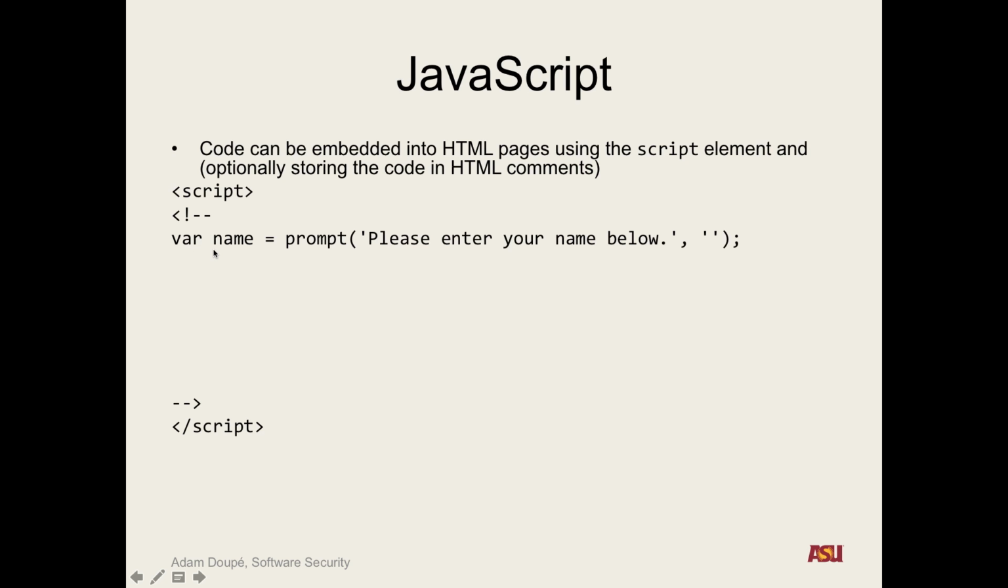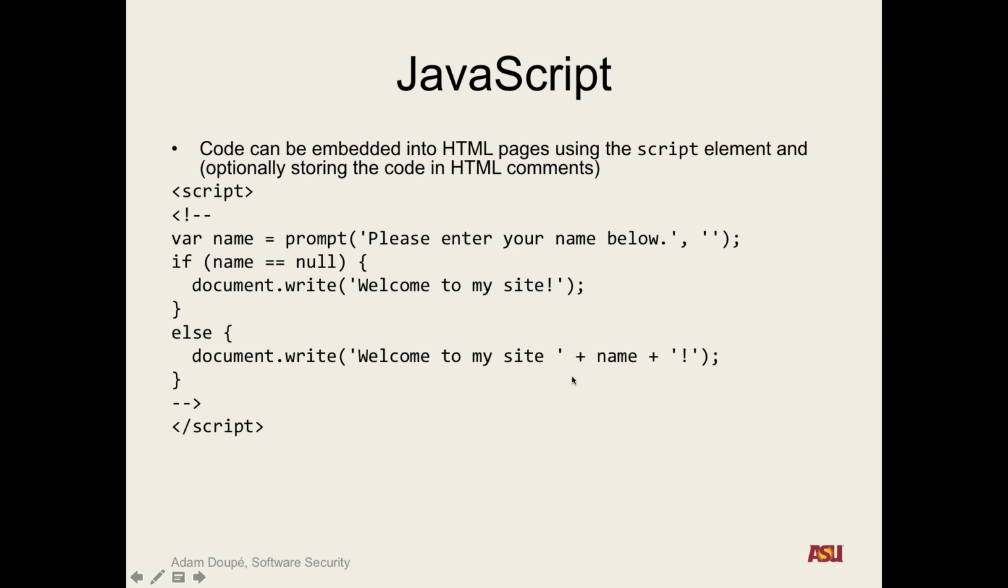So we can do things like declare a variable called name, which is the result of calling some built-in function prompt, and we can pass in values here. We can say if name is null, then we can write welcome to my site. Otherwise, we can write out welcome to my site plus the name. There are other ways to do this.